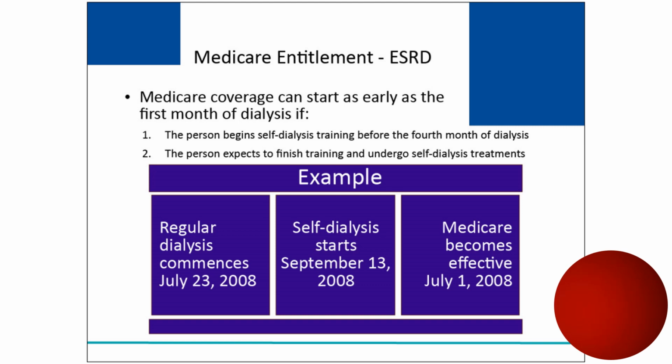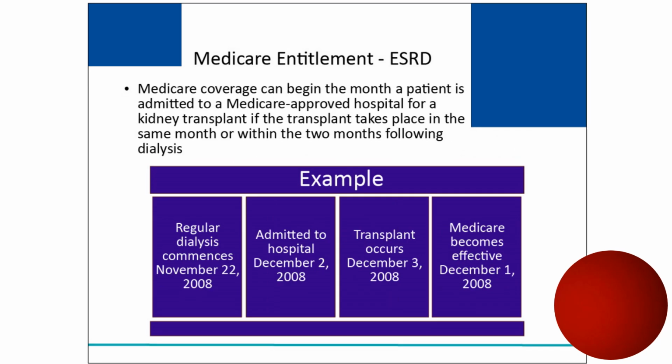Medicare Entitlement, ESRD. Medicare coverage can start as early as the first month of dialysis if the person begins self-dialysis training before the fourth month of dialysis and the person expects to finish training and undergo self-dialysis treatments. For example, assume a person starts regular dialysis on July 23, 2008. This person completes a course of self-dialysis training in September of 2008 and starts undergoing self-dialysis. Medicare coverage would begin July 1, 2008.